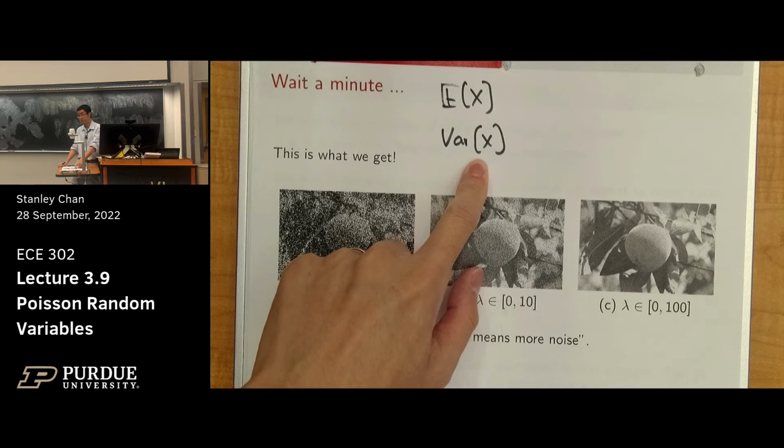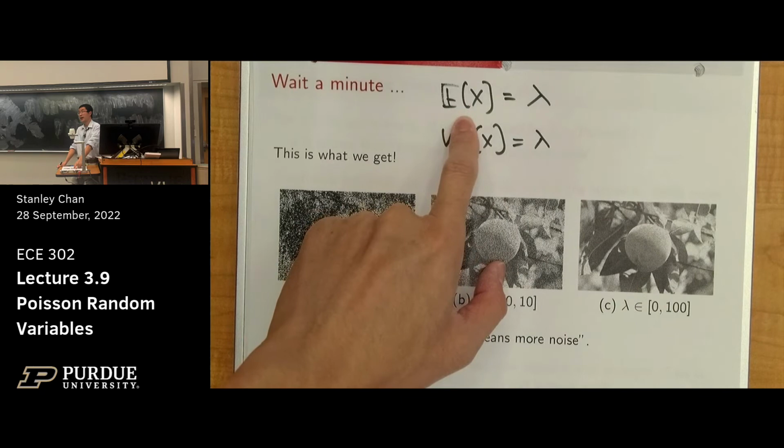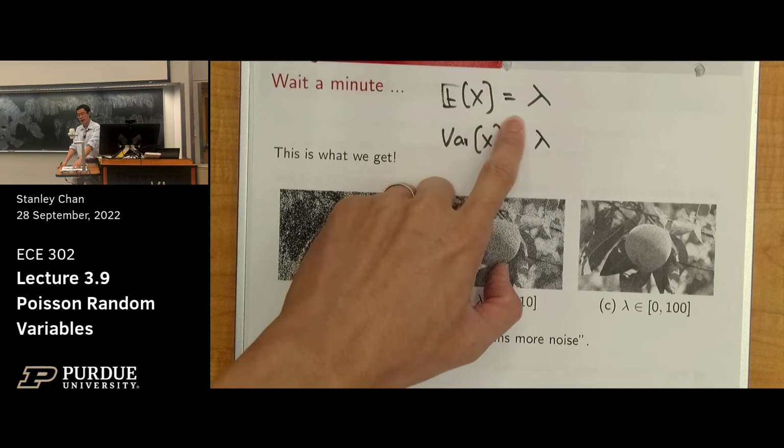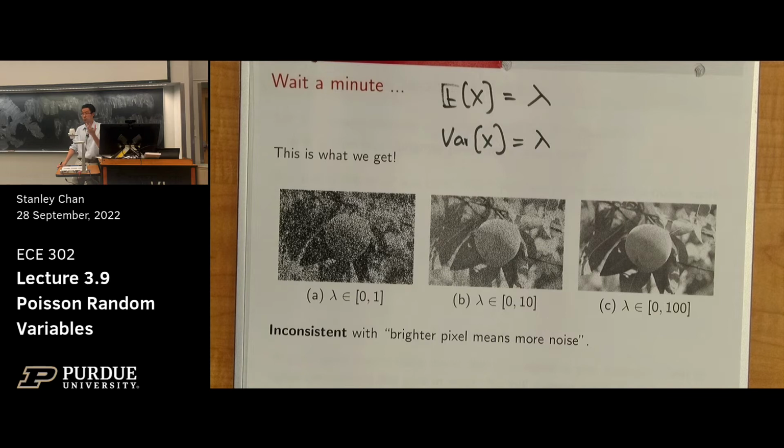That's true. Okay? As you get a bigger lambda, you do get more variance. That's true. You do get more noise. This expected value of x is the signal. Okay? So as you get a higher lambda, your signal also goes up. Then you ask, is the growth of the signal stronger than the growth of the noise?